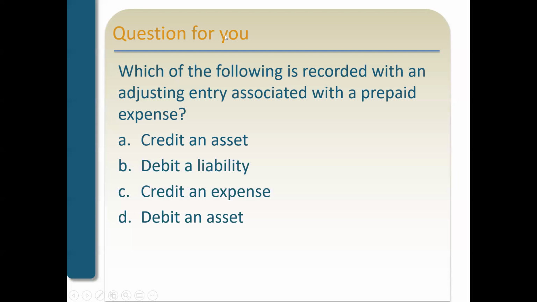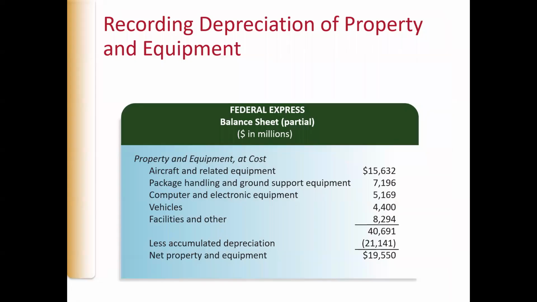What do you guys think? You're exactly right by saying credit an asset. We debit the expense and we credit the prepaid or the accumulated depreciation.